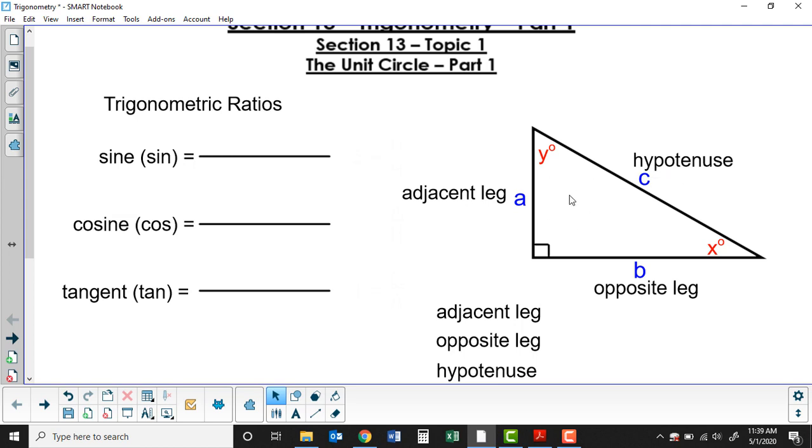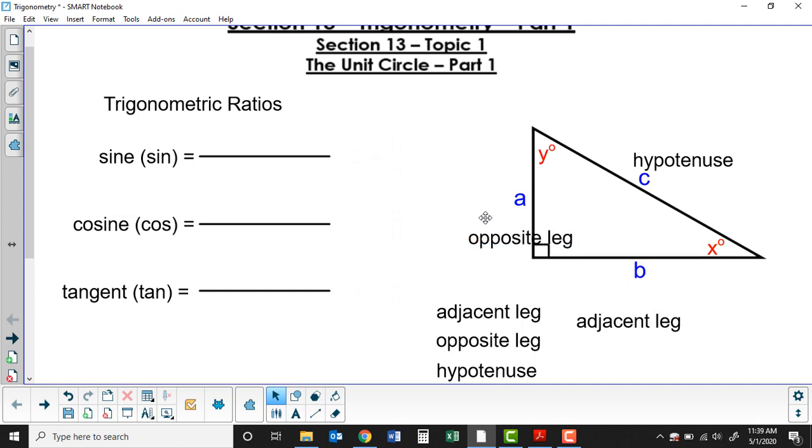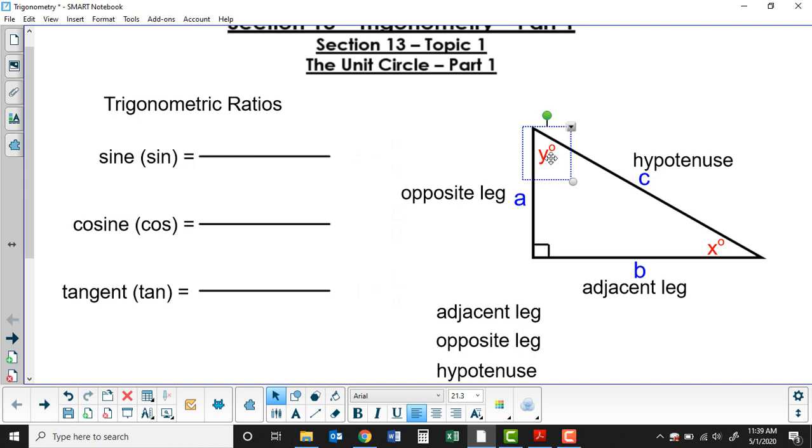So it's all really dependent on which angle you're talking about. That's why students have a really hard time with this, is the fact that these things switch around based on which angle you talk about. Now, we're going to focus again on the x angle. We're going to kind of ignore this y. In fact, let me just get rid of it so we don't even have to worry about it. All right, so let's focus on this x angle right here.